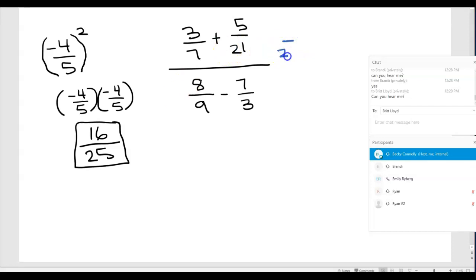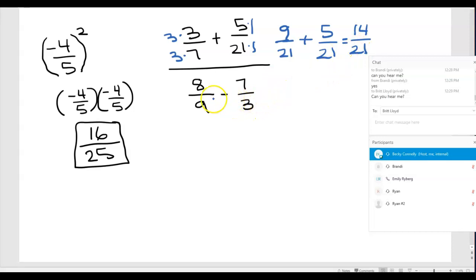If I'm trying to rewrite these as blank over 21 plus blank over 21, on the first fraction I need to do 3 times 7 to get 21. So I'll do 3 times 3 to find my new top number. So I get 9 over 21. On the second fraction, 21's already on the bottom, so there's nothing I need to multiply by. I'm just multiplying it by 1, really. So I keep that as 5 over 21. Now I can add those together. 9 plus 5 gives me 14 over 21.